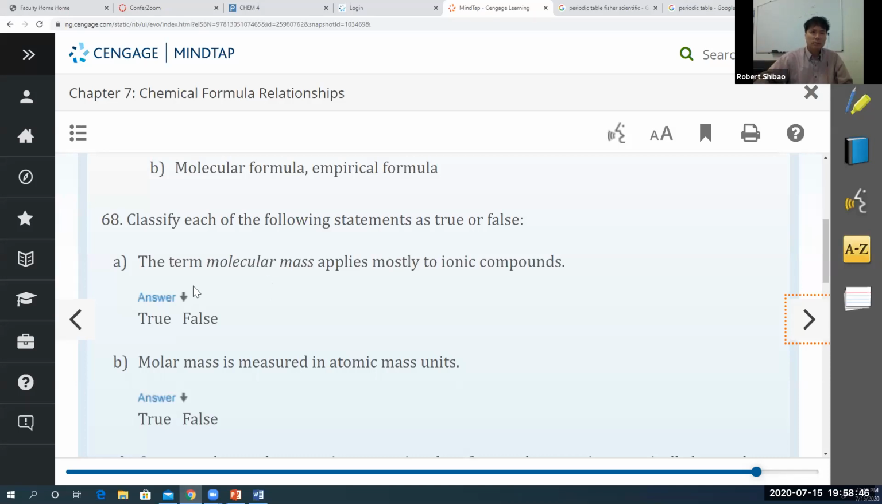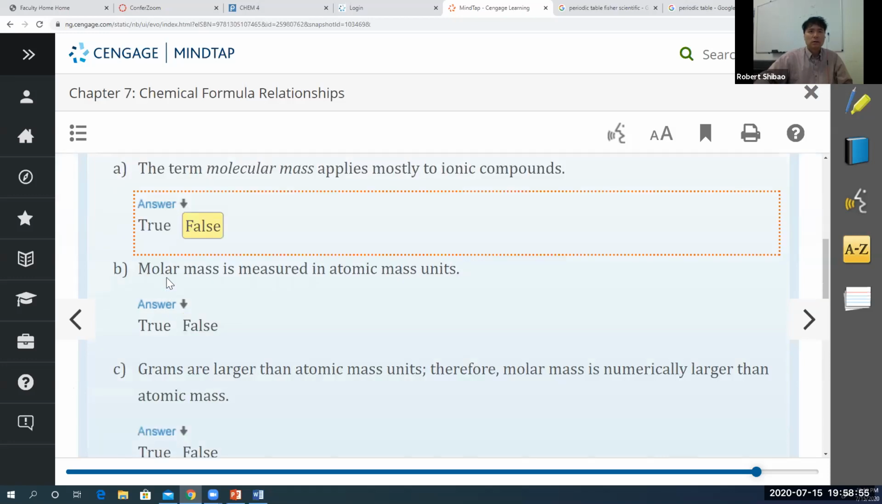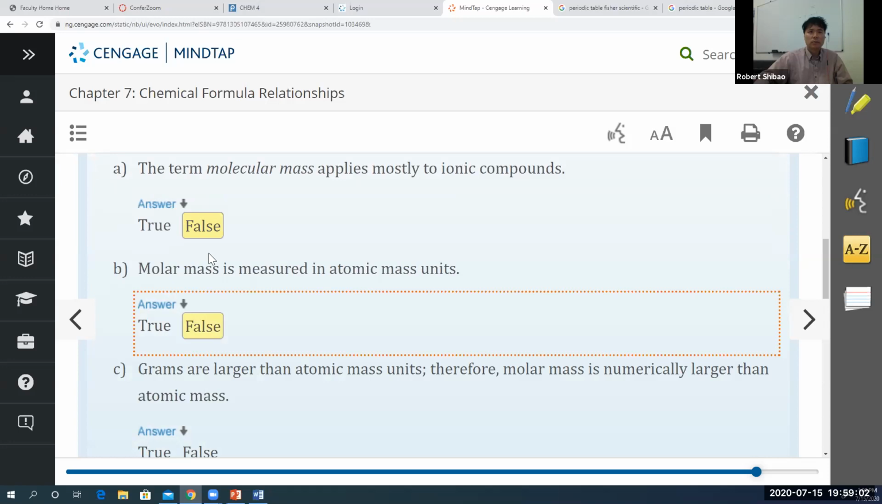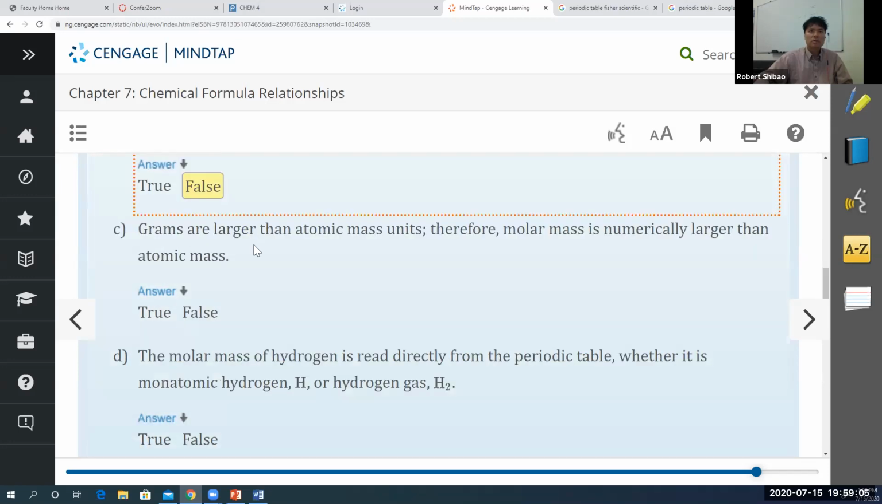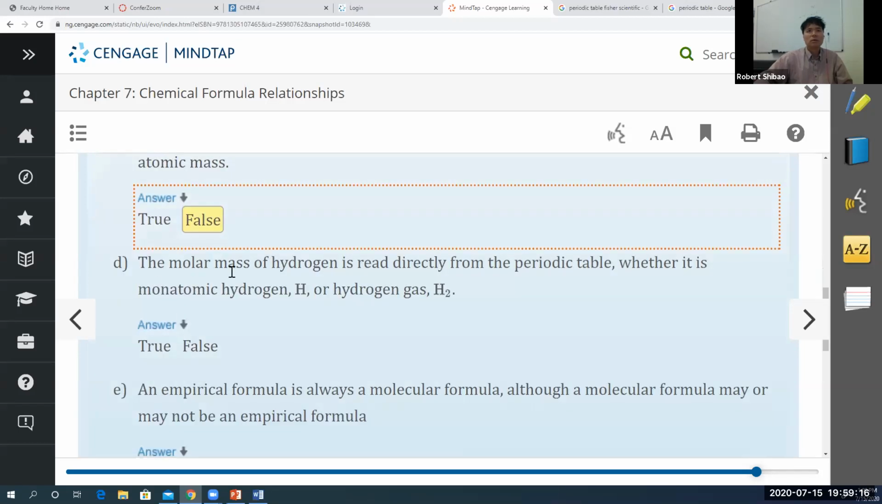The exact same problems. The term molecular mass applies mostly to ionic compounds. That's false. Ionic compounds don't form molecules. The molar mass is measured in atomic mass units. That's false. Molar mass is in grams. Molar is bringing it to macroscopic. Grams are larger than atomic mass units, yes. Therefore, molar mass is numerically larger than atomic mass. That's false. The number is the same. The number doesn't change.